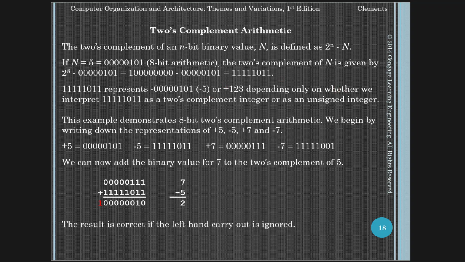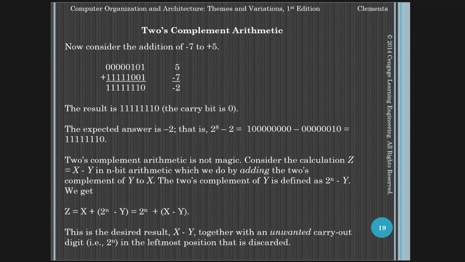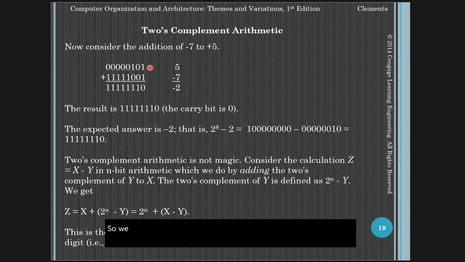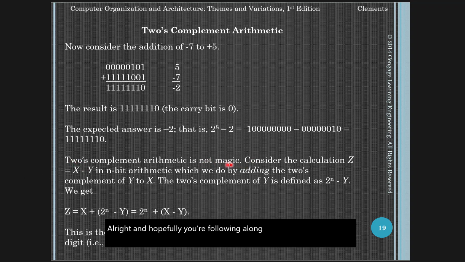So let's look at this example. Hopefully this isn't too fuzzy. If we have our -7 to +5, so we have our 5, our -7, we do the addition, we get -2. This is our binary representation. The carry bit is the 0. Right, and hopefully you're following along, right? It's not magic, right? Not magic.